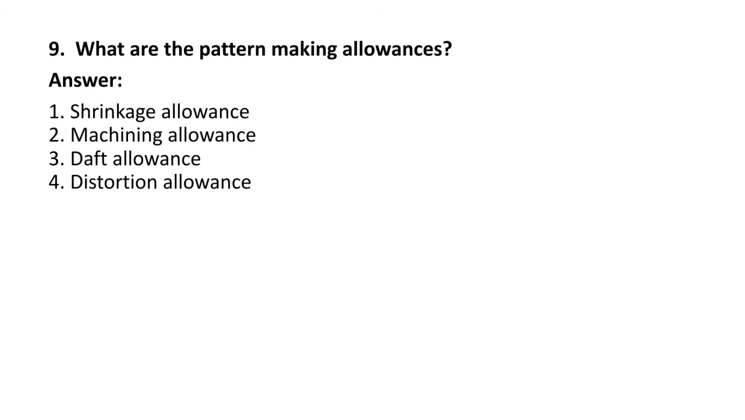Next question, what are the pattern making allowances? The answer is shrinkage allowance, machining allowance, draft allowance and distortion allowance. These are nothing but the various types of allowances. They are provided over the pattern.